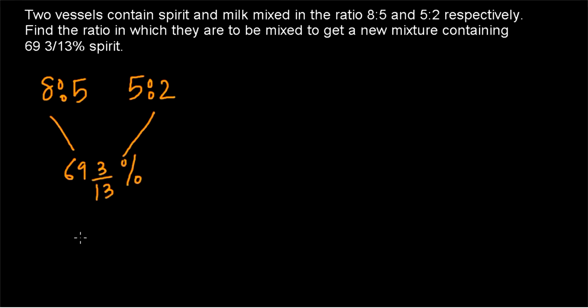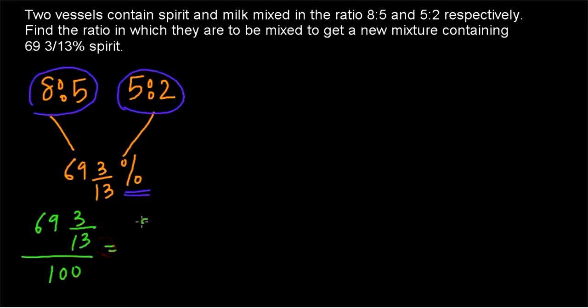So only the amount of spirit is given, that is equal to 69 3/13%. In order to apply the rule of alligation, all the three quantities must be in the same units. So 8:5 is a ratio, 5:2 is a ratio, but here it is a percentage. So this percentage is to be first converted to a ratio. 69 3/13% can be represented as a fraction as 69 3/13 by 100. So we will be getting 900 by 13. 69 into 13 is equal to 897 plus 3 is equal to 900. So 900 by 13 by 100 will be equal to 9 by 13.